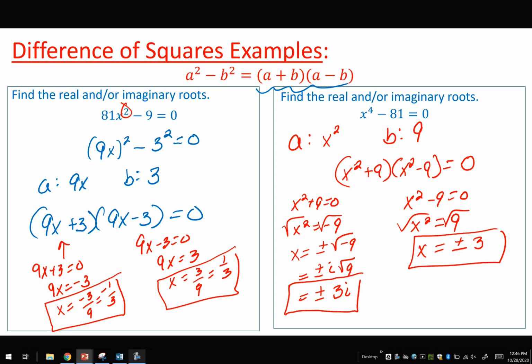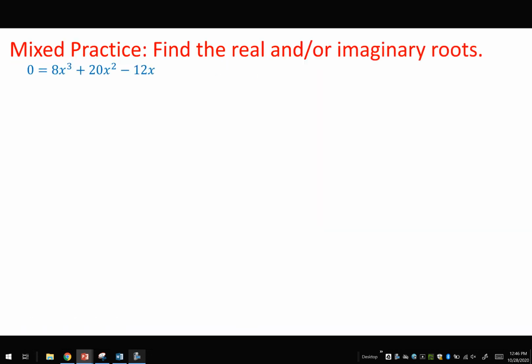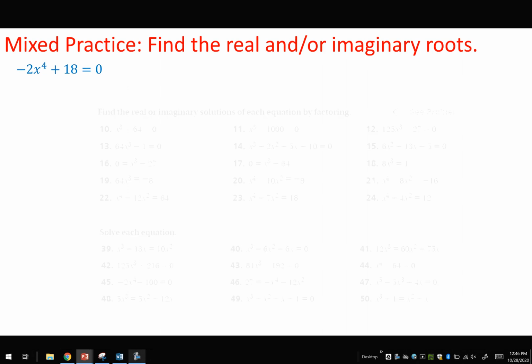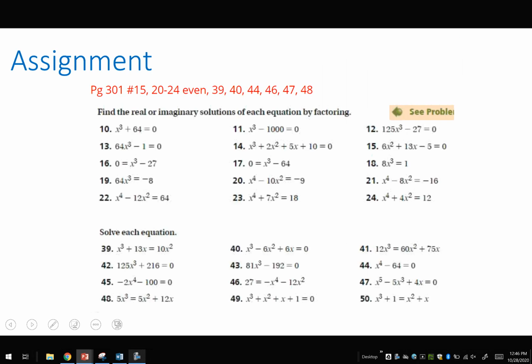Okay. All right, let's get started on the assignment. I had just a couple duplicate problems. So the assignment for tomorrow, several that you have to find the solution. So first set says find the real or imaginary solutions of each equation by factoring. And the second one says actually to solve. So it could be using factoring with GCF, using a substitution, using a difference of squares.